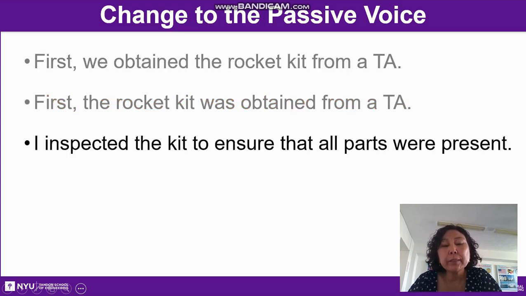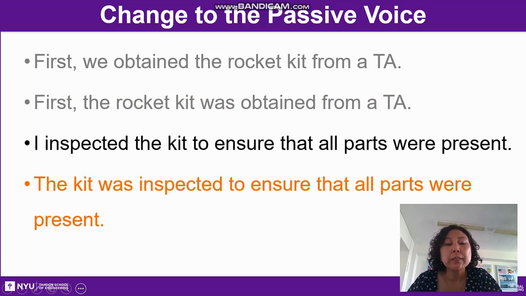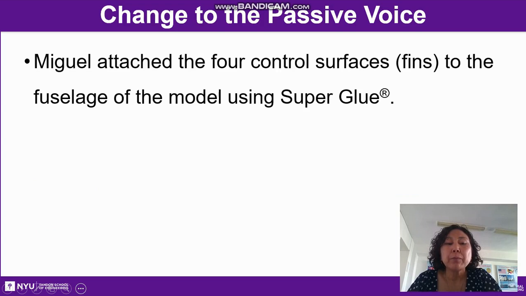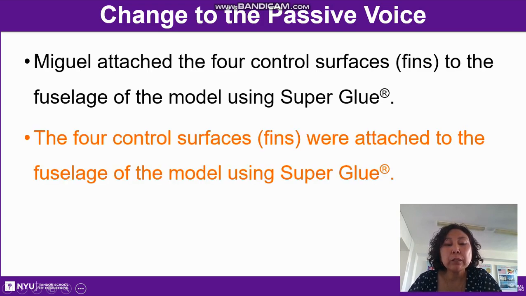I inspected the kit to ensure that all parts were present. The kit was inspected to ensure that all parts were present. Mitchell attached the 4 control surfaces to the fuselage of the model using super glue. The 4 control surfaces were attached to the fuselage of the model using super glue.